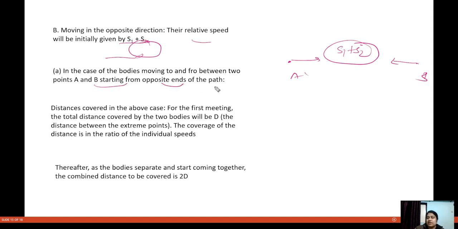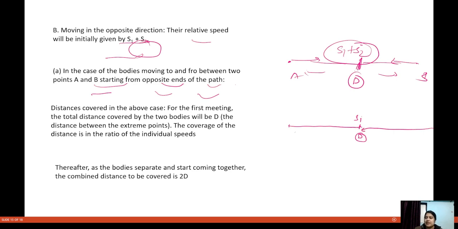Now, in case of the bodies moving to and fro between two points A and B, starting from opposite ends, you have to go from A to B and B to A, and this will continue. Now see, whenever they first meet, the distance traveled will be d. So s1 came here, s2 came here, and both are meeting at this point. So the total distance traveled by both of them together is d.